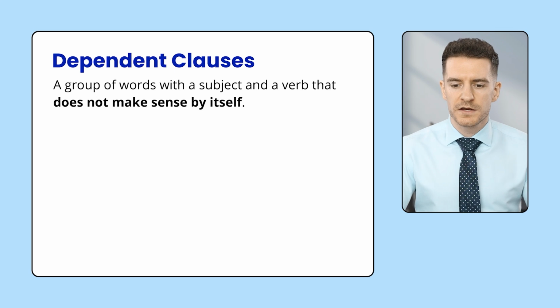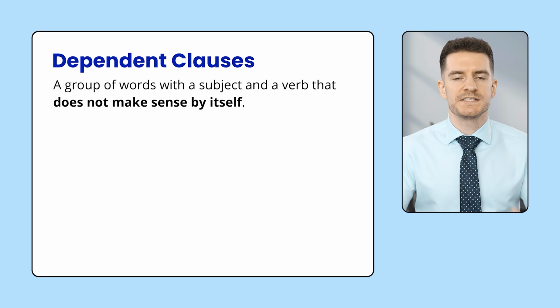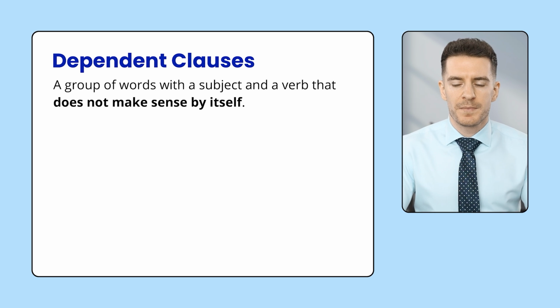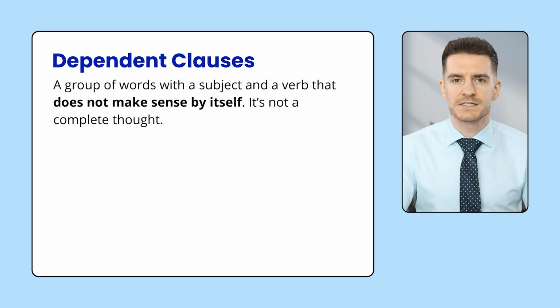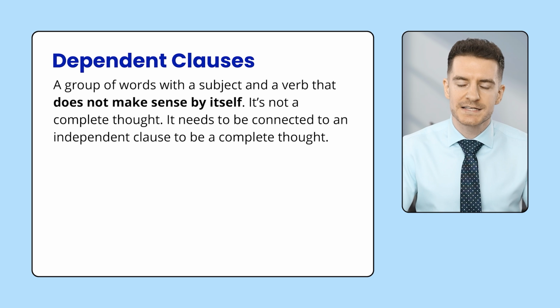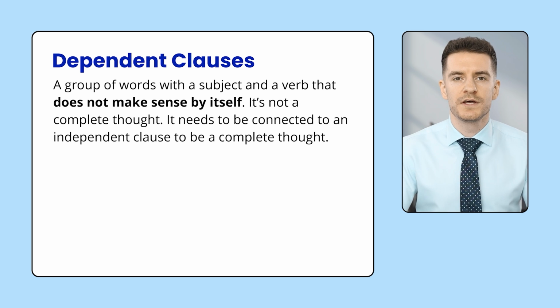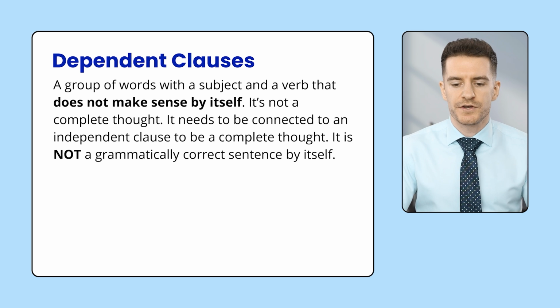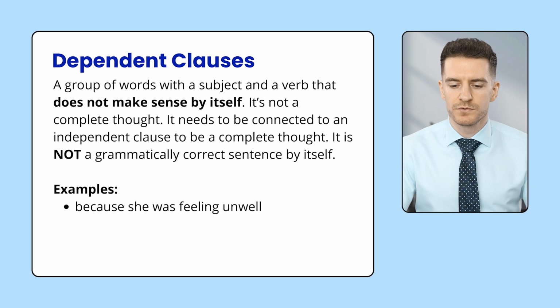What about a dependent clause? Well, a dependent clause is a group of words, same thing, a group of words. It has a subject, it has a verb, but it does not make sense by itself. That is the difference. It is not a complete thought, and it needs to be connected to an independent clause to be complete. So it needs something else. So it is not a grammatically correct sentence by itself. So let me show you some examples.